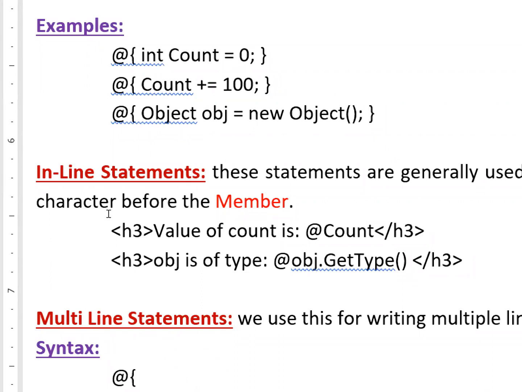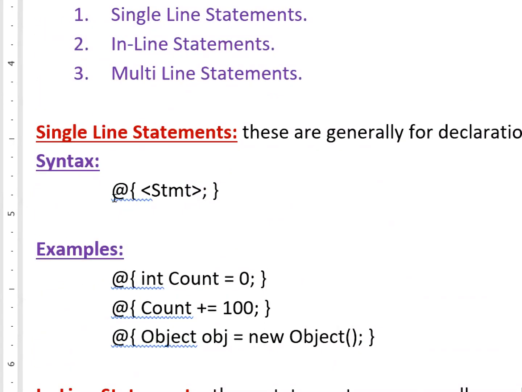Same way, obj is of type, I'm calling the GetType method, obj.GetType, and trying to print the type of obj here. Understood? So that's how you write the inline statement. A combination, both things will be there. The next one is the multi-line statement. Multi-line statement means it's a block. At the rate curly brace, we open a block and in that, HTML also will be there, C# also will be there. Both will be there.